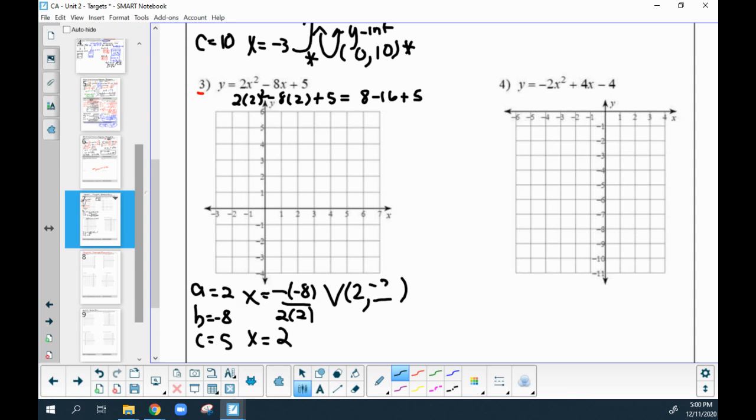-3. Okay. Over 2, let's be more careful, and down 3. Put the V there. Put our symmetry line, if it helps you fold on it.